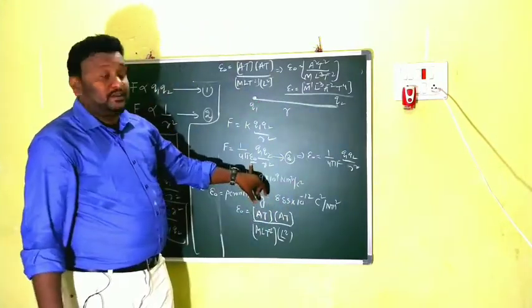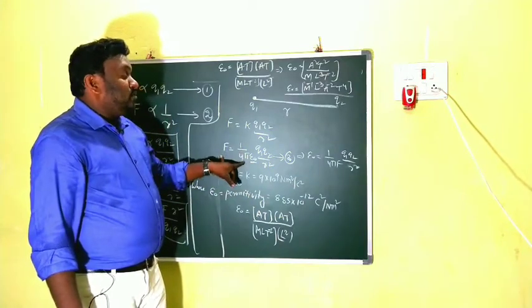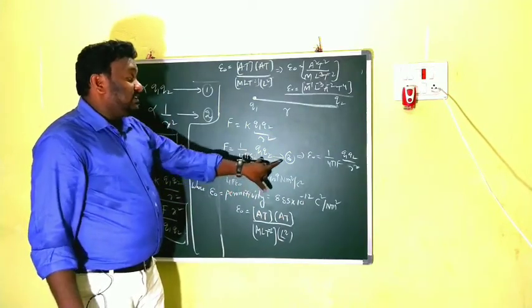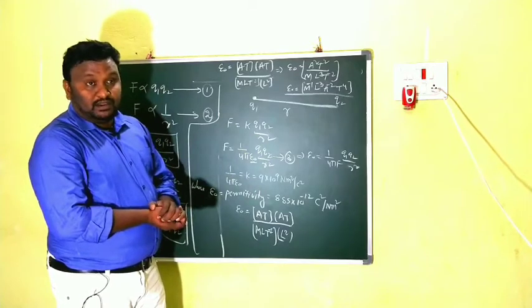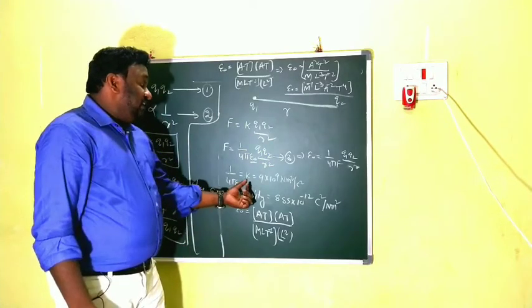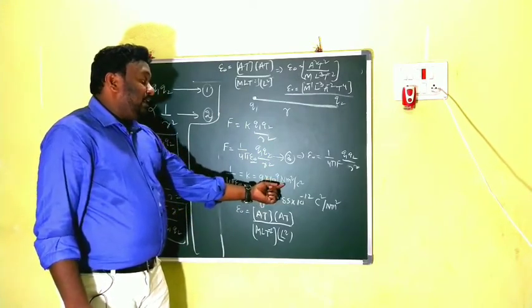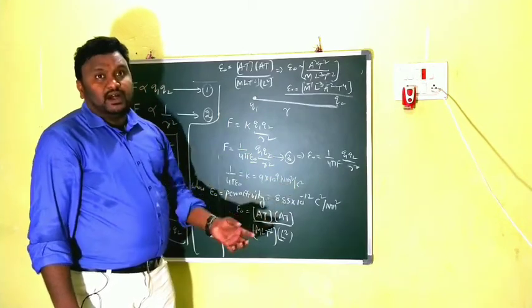Clear? F is equal to 1 by 4 pi epsilon naught into Q1 Q2 by R square. This is equation number 3. Clear? And now here the K value is what? 9 into 10 power 9 Newton meter square per Coulomb square. I already told you here.